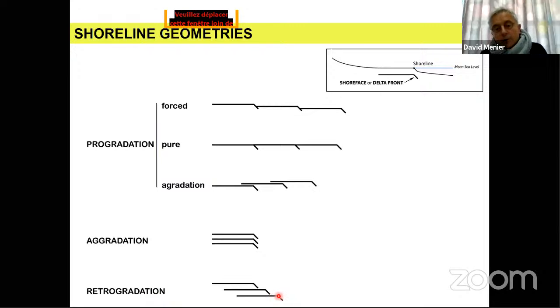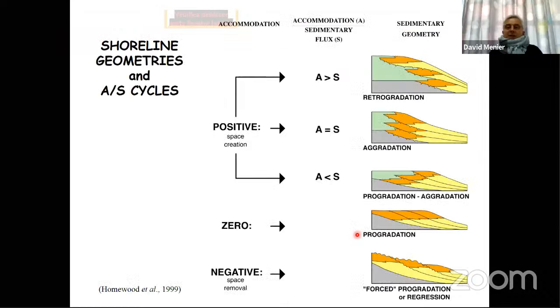Retrogradation means that shoreline 1 was there, shoreline 2 here, and shoreline 3 is over there. So in order to learn, you can retrace this type of figure. After that, we go to shoreline geometry and the A over S cycle, meaning accommodation over sedimentary flux. Sometimes we have enough space creation. And over there, you can observe a retrogradation system plus aggradation. So accommodation is superior to sedimentary flux.